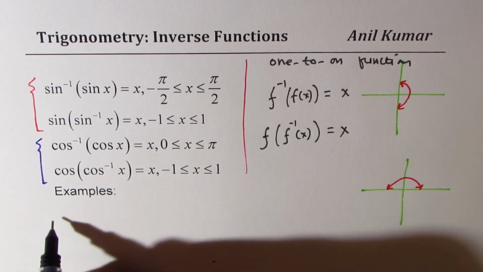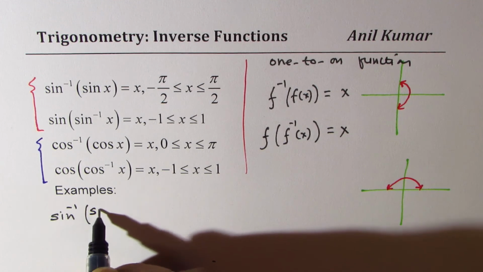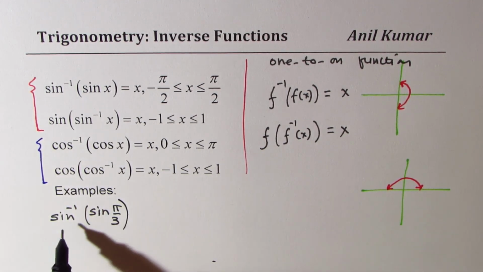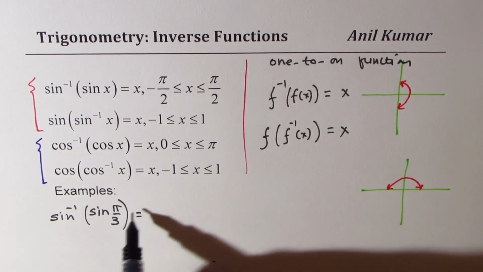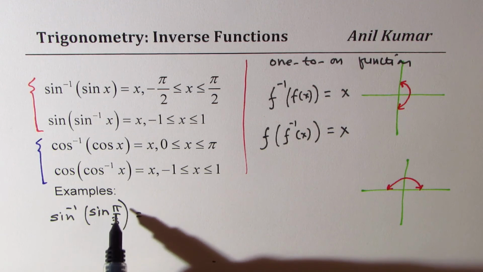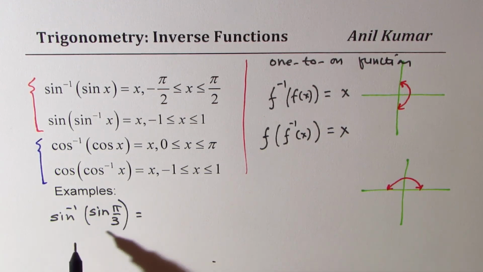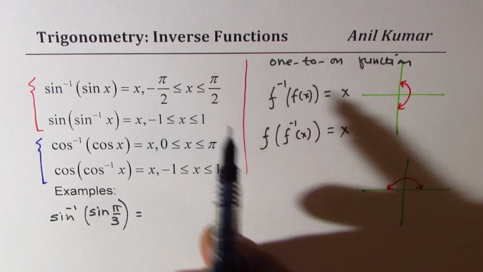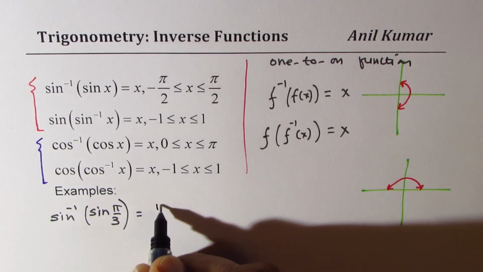So let's say the function is sine inverse sine pi by 3, correct? So if I write sine inverse sine pi by 3, the answer should be, since pi by 3, that value is within your domain between plus minus pi by 2, right? It is here. And therefore, this answer will be pi by 3. Is that okay?